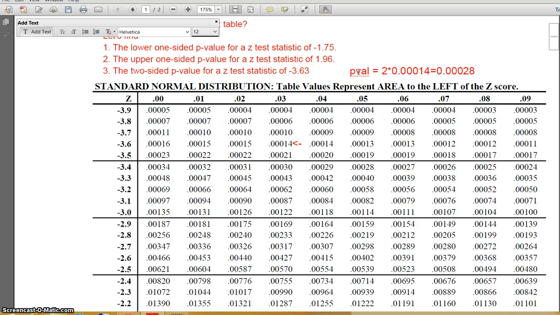So being able to find the p-value from a two-sided test is as simple as finding the one-sided p-value and multiplying it by 2. Hopefully this video is helpful in having you find p-values from a z-table.